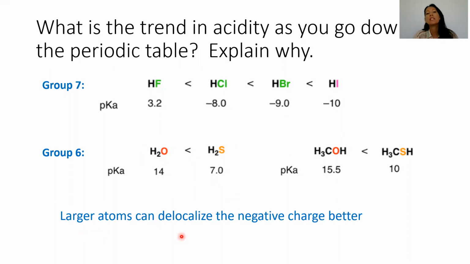Larger atoms can delocalize or spread out that negative charge better. That's better because the burden isn't all localized and tight. You don't have this negative charge in this little teeny tiny packet, but it's more spread out. There's more space for that negative charge to kind of diffuse into.